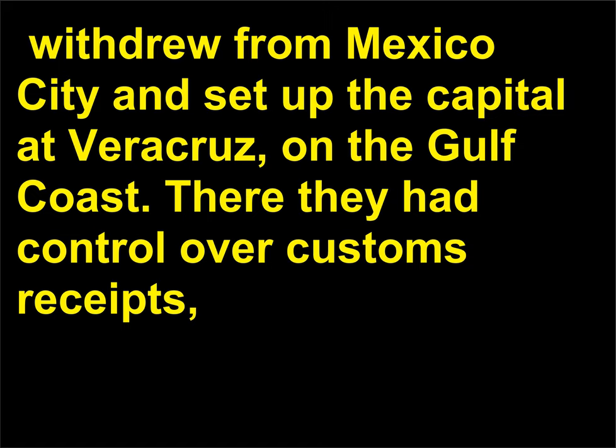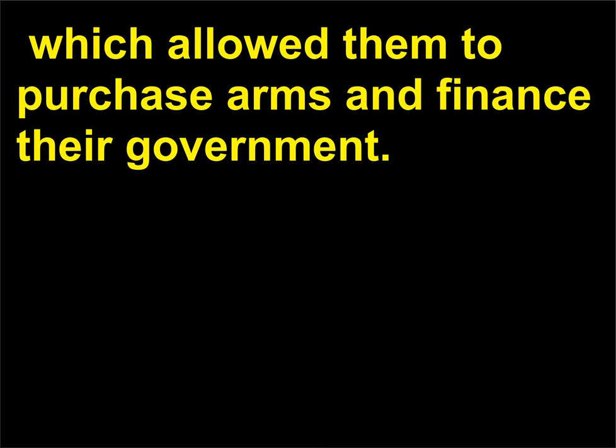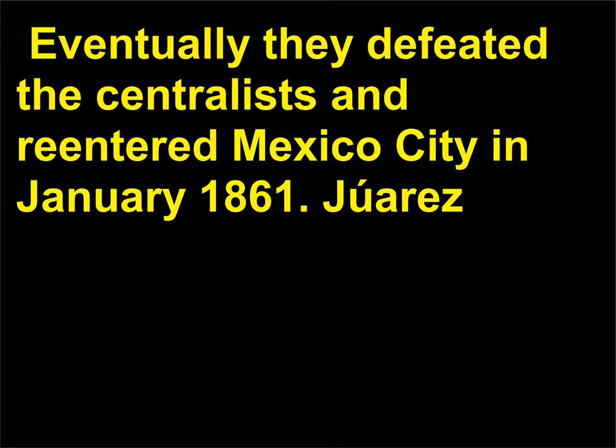There they had control over customs receipts, which allowed them to purchase arms and finance their government. Eventually they defeated the centralists and re-entered Mexico City in January 1861.